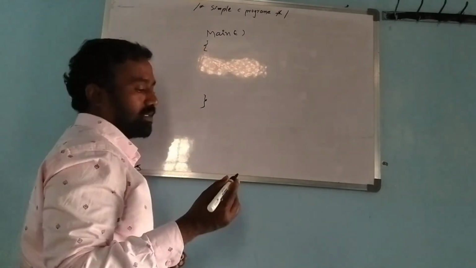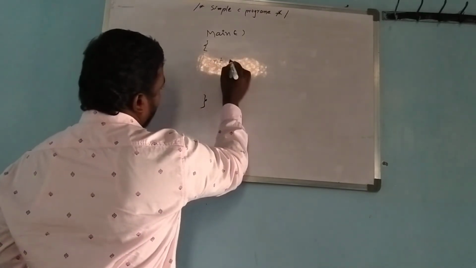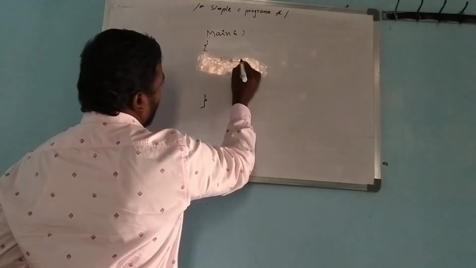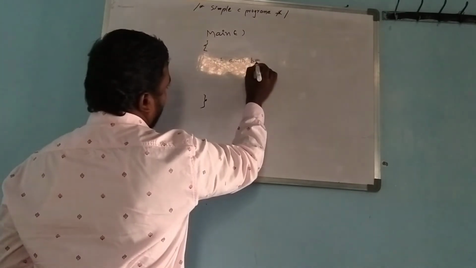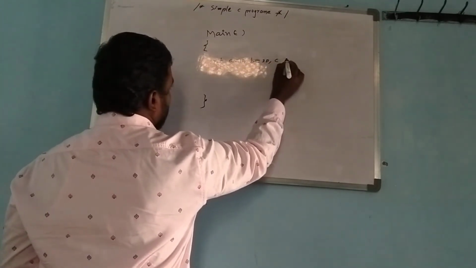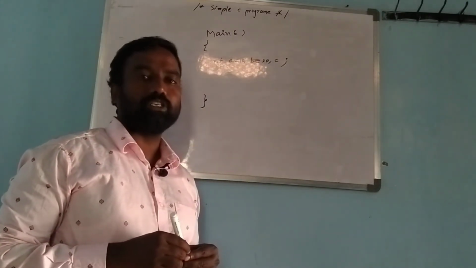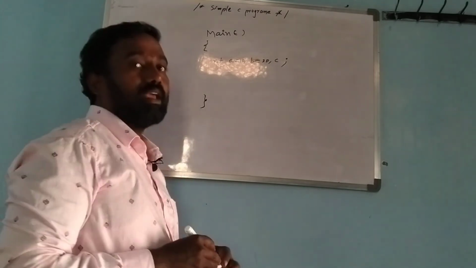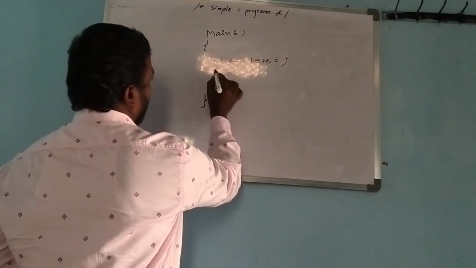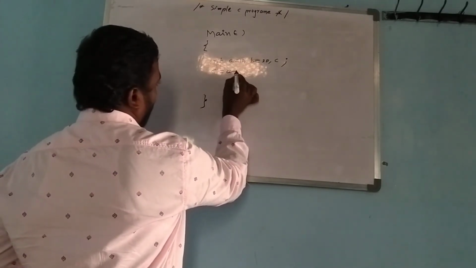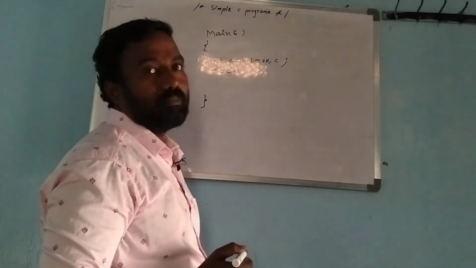So what is a declaration part? Let's see. I am going to use int a equal to 10, b equal to 20, c, and semicolon. So this is the declaration as well as initialization part. After this we have a task, that is c equal to a plus b. This is the main task of our program.